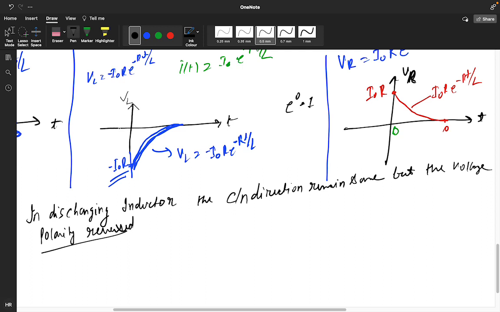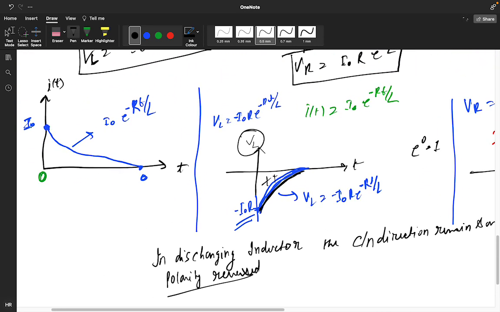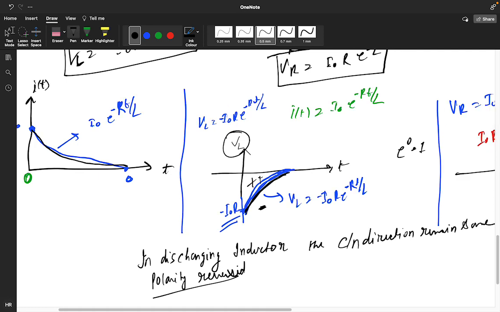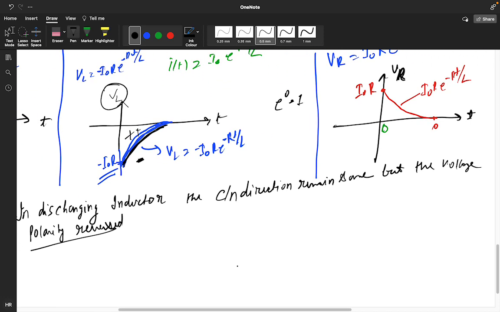See, this is my voltage, it's getting reversed, it is discharging. But if you see for an inductor, the current is discharging only. This part is discharging only. So the direction is positive, it does not cross the 0 point, but your v of L is in the negative axis. That's why in a discharging inductor, the current direction does not change, but the polarity of the voltage gets reversed.